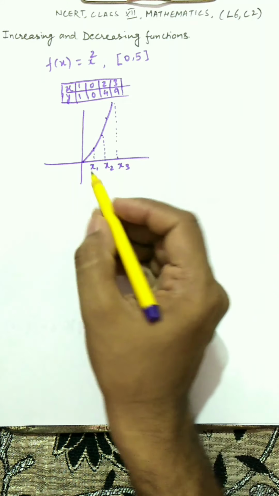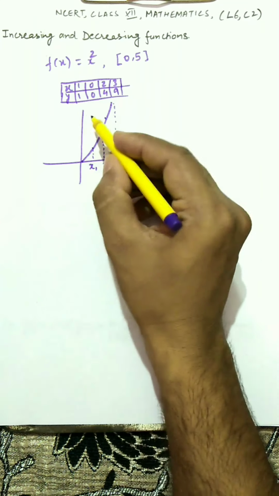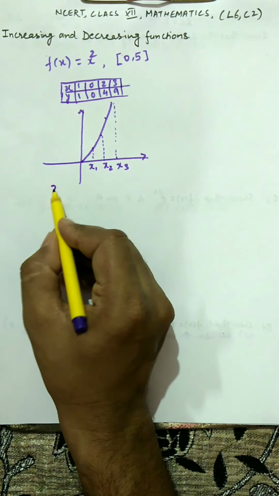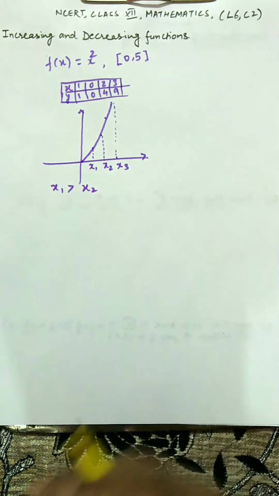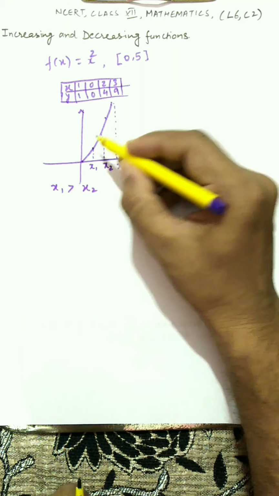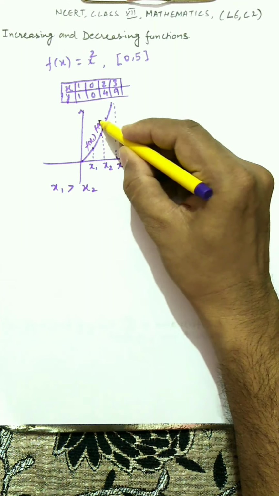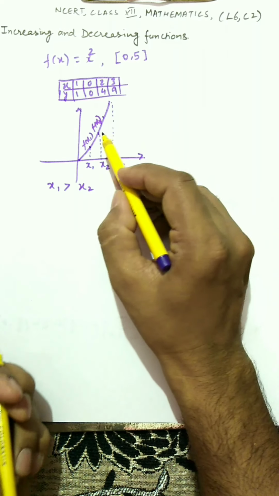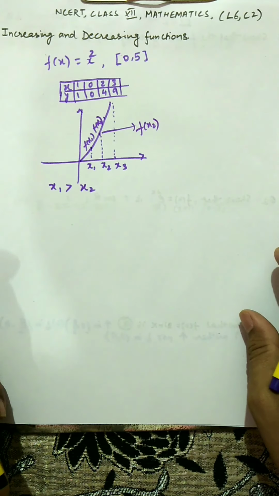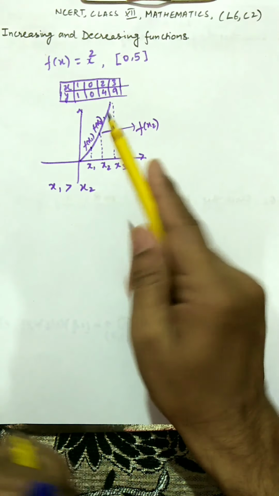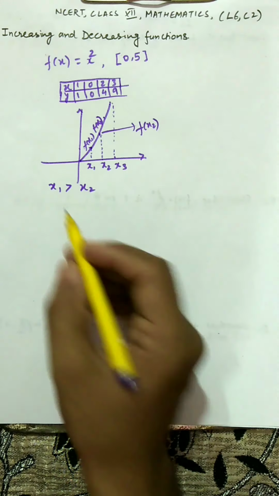Now you can see in the graph, this is the x-axis and this is the y-axis. If I say that x2 is greater than x1, which is quite obvious, then observe the values: this is f(x1) and this is f(x2). Now just observe, your f(x1) is smaller than your f(x2).